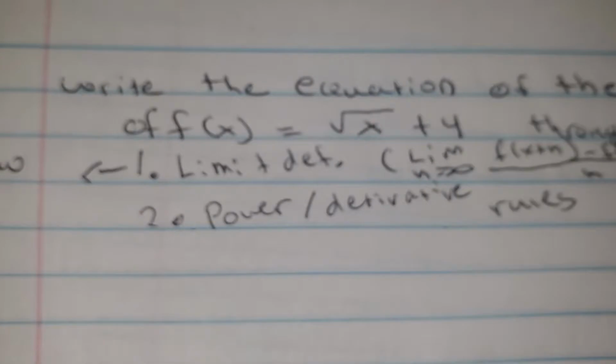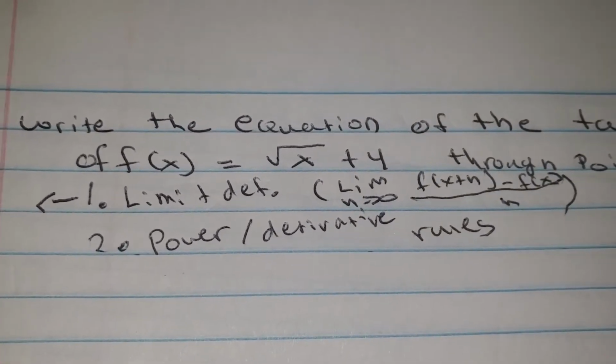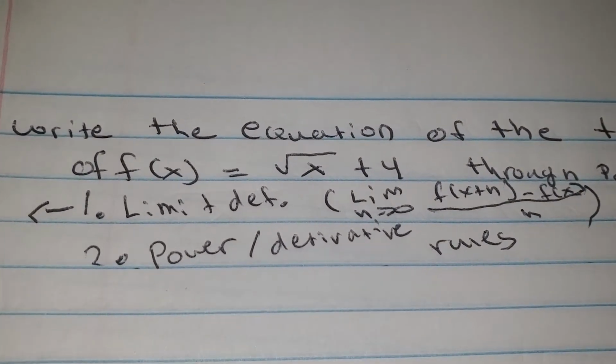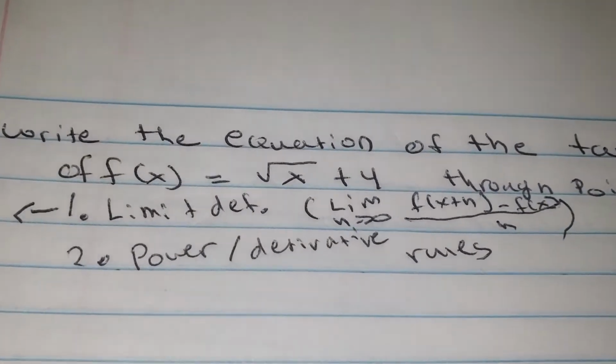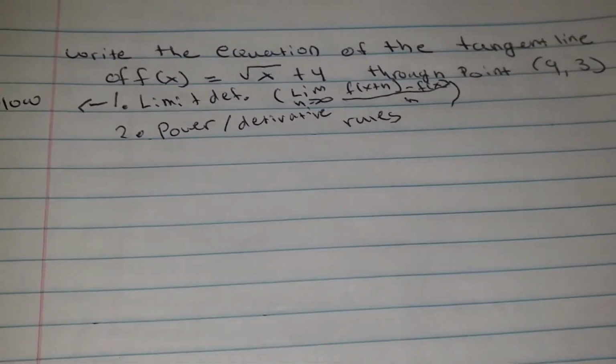Hey guys, welcome back. In this video, we'll be talking about a common derivative application, writing equations for tangent lines. In today's question, we'll be doing this one here: write an equation for the tangent line of f of x equal to root x plus 4 through the point (9, 3). All right, and so there are two approaches we could take.